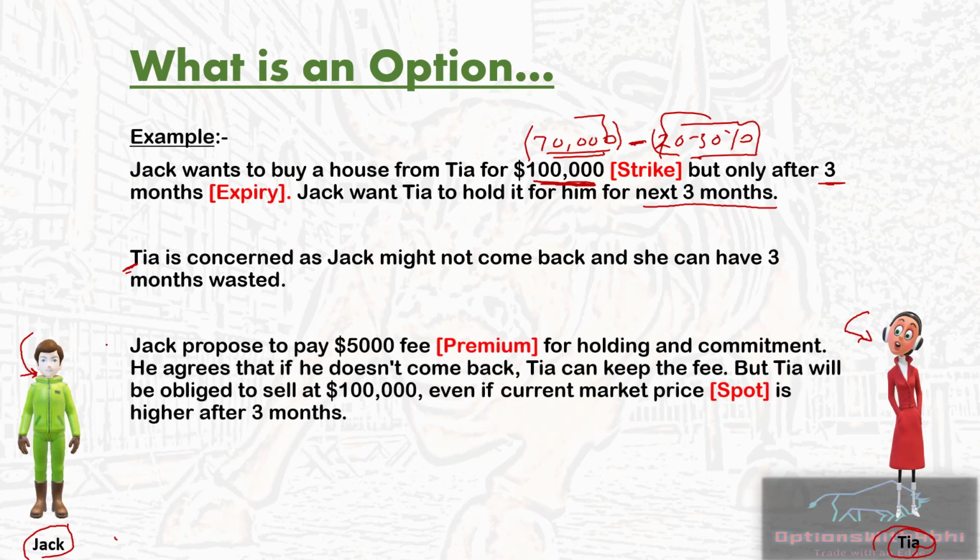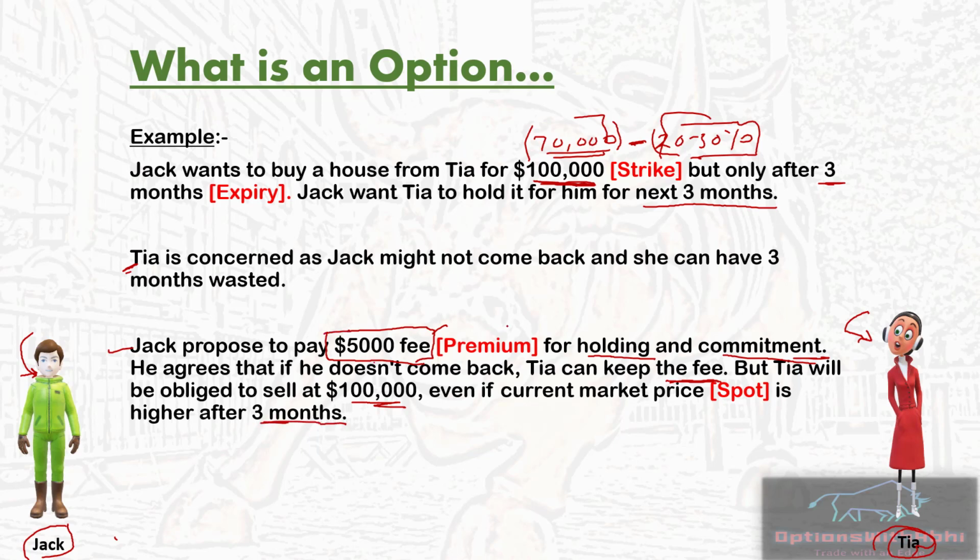So what Jack proposes, Jack says that, okay, I will pay you a fee of 5,000 today for holding and commitment. He agrees that if he doesn't come back after 3 months, Tia can keep that fee and walk away. But Tia will be obliged to sell the house at 100k even if the market price at that time is higher than 100k, right, after 3 months.